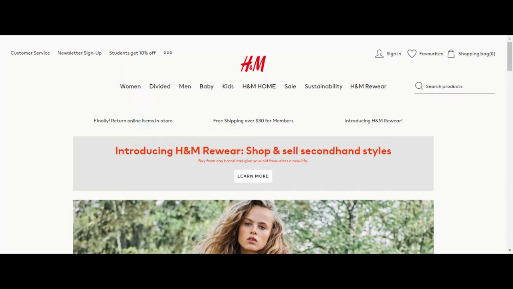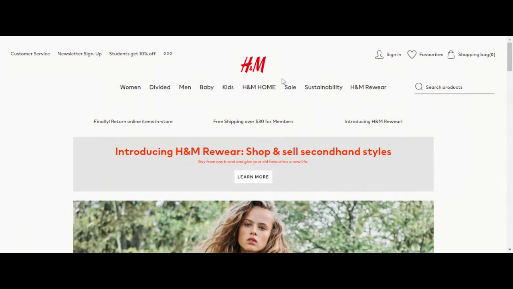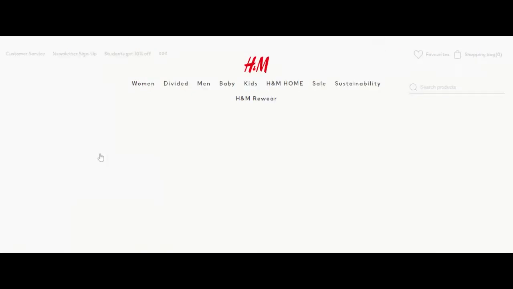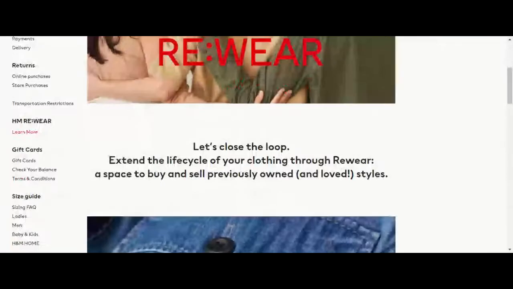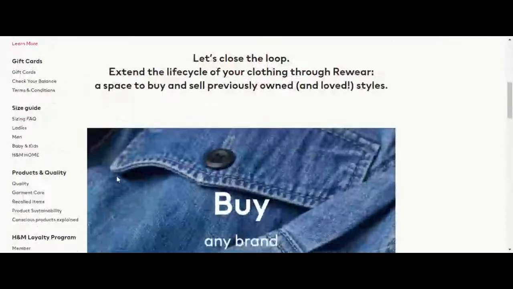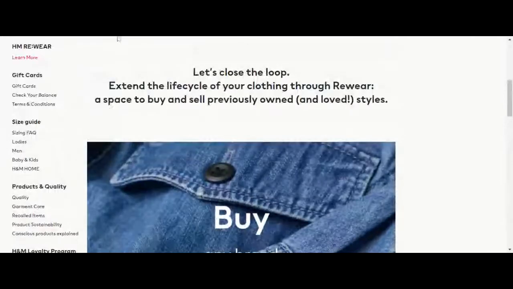Sales, sustainability, H&M rewear. So rewear is probably giving my clothes so someone else can take advantage. Expand the lifestyle of your clothing. Okay, yeah, that's what it is. Okay, so avoid technical terms.